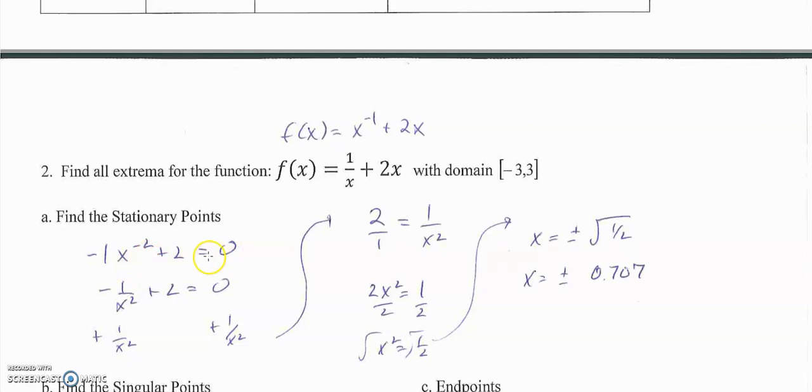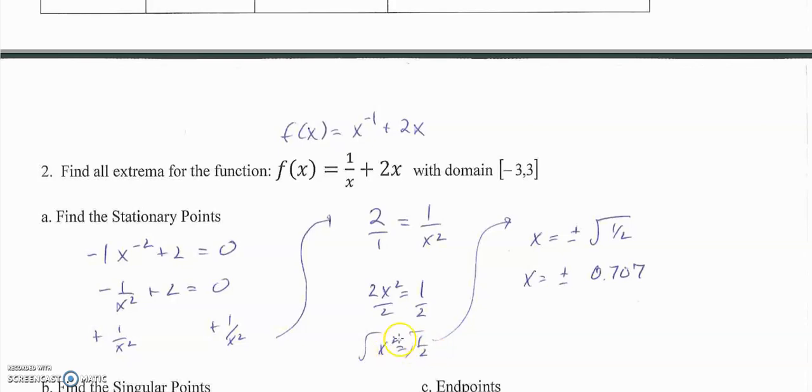This will take a little bit of algebra. So I'm going to rewrite negative 1x to the negative 2 as negative 1 over x squared plus 2 equals 0. And one way to solve this is set up a proportion. So I'm going to add 1/x squared to both sides, which gives us 2 equals 1/x squared. Now that we have a proportion, we can solve the proportion by cross multiplying, which gives us 2x squared equals 1. To get x squared by itself, we divide both sides by 2, which gives us x squared equals 1/2.